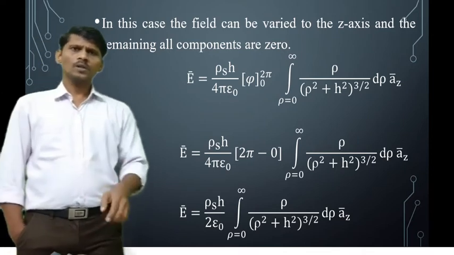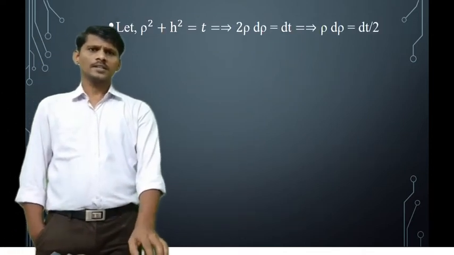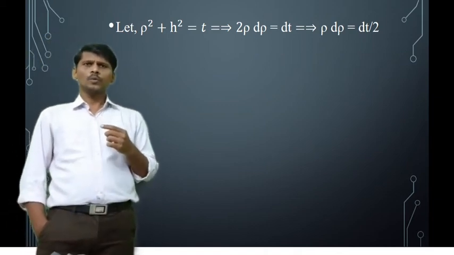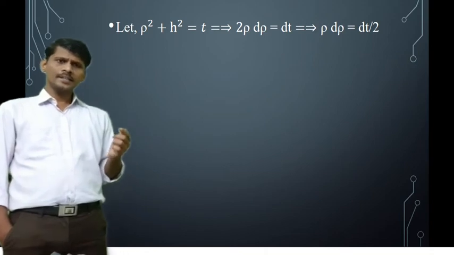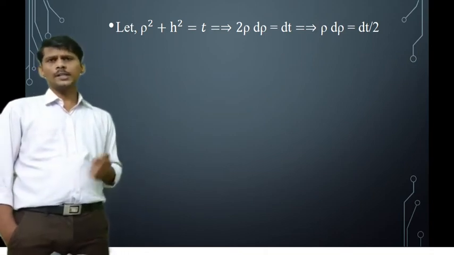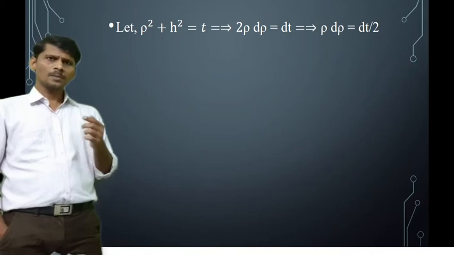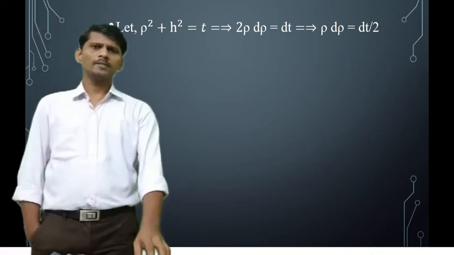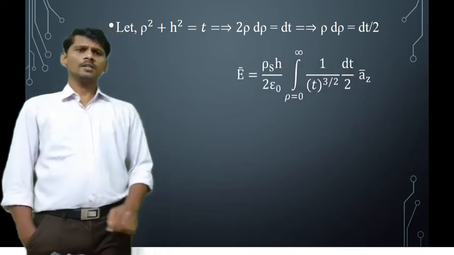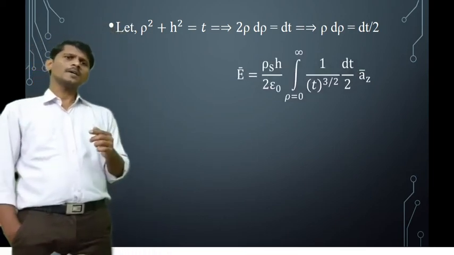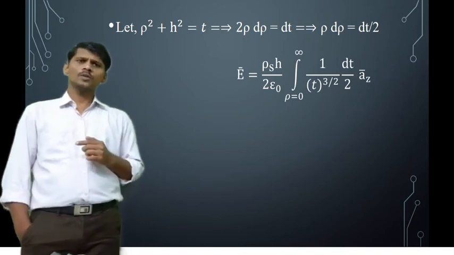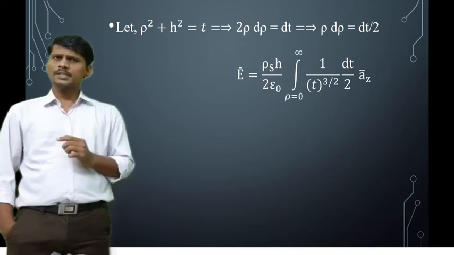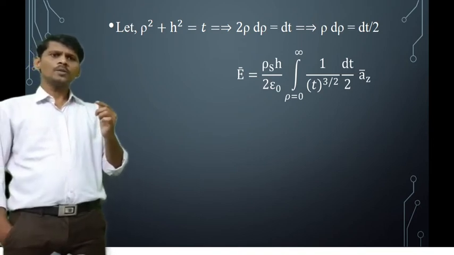Let rho square plus h square be considered as t. Differentiating with respect to t, 2 rho d rho is equal to dt, so rho d rho is equal to dt by 2. Substituting this into the above integration, we get the electric field intensity E bar is equal to rho s h by 2 epsilon naught integral rho is equal to 0 to infinity 1 by (rho square plus h square, considered as t) power 3 by 2 into rho d rho.